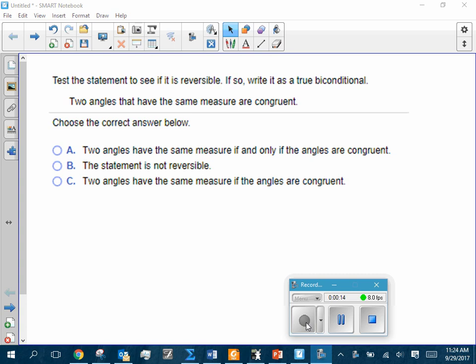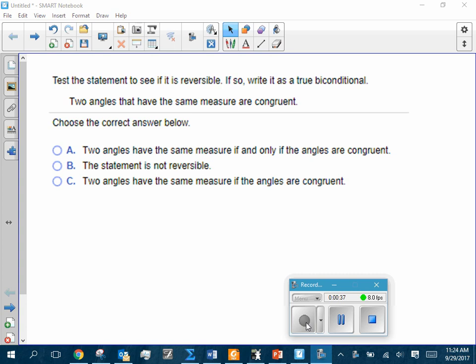It says, test the statement to see if it is reversible. If so, write as if true by condition. So we take this statement, we want to write this statement as an if-then statement. And then we're going to come up with its converse. And the converse is basically the reversing idea, right? And we're going to see if both of those are true. If they're both true, then we choose the one that is providing us the biconditional.